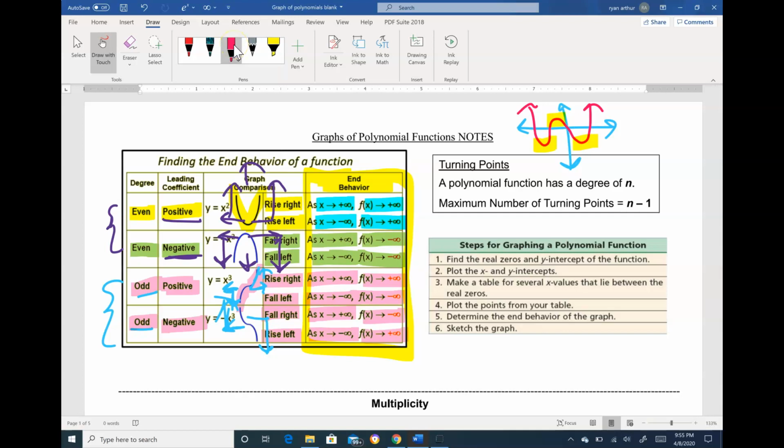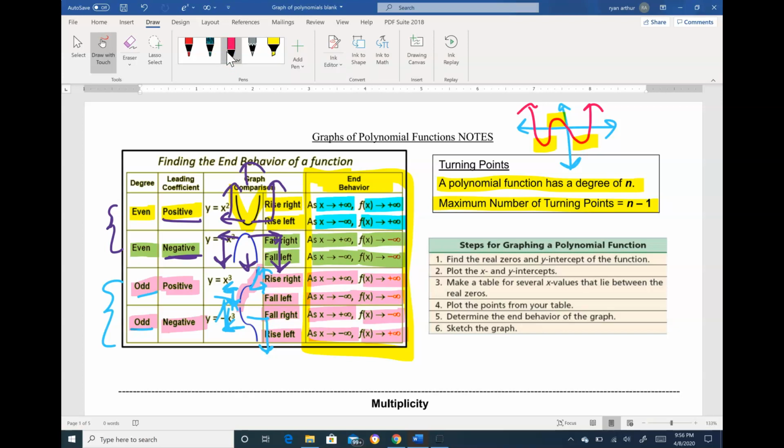All right. So it says a polynomial function has a degree of n. So we talked about the degree. The degree is the highest exponent. So it says the maximum number of turning points is n minus 1. So if your degree is 3, it's only going to turn 2 times. Well, I have 3 turning points here.